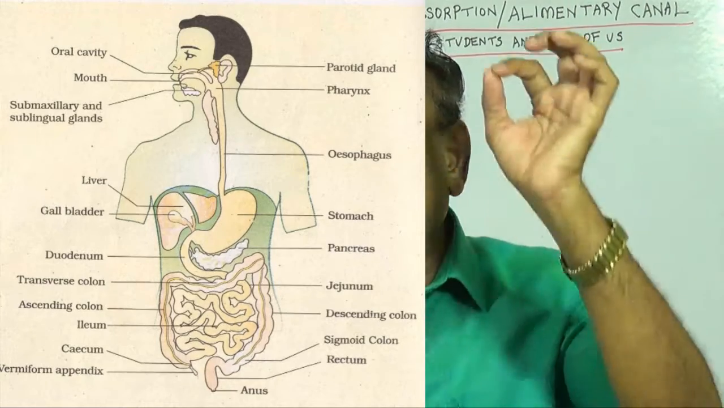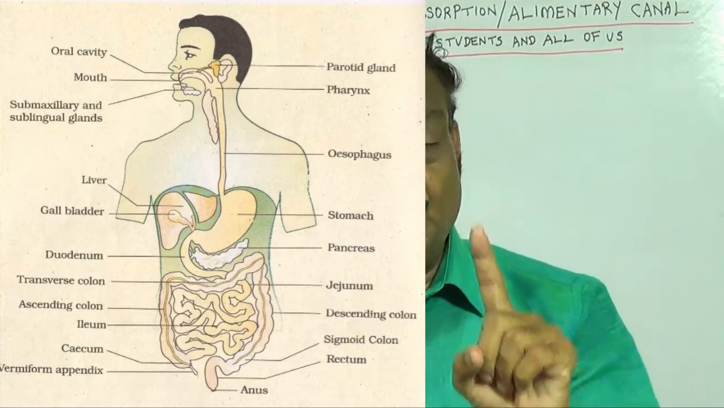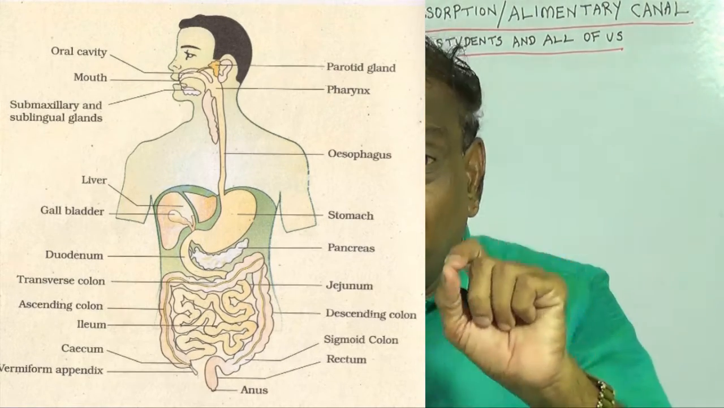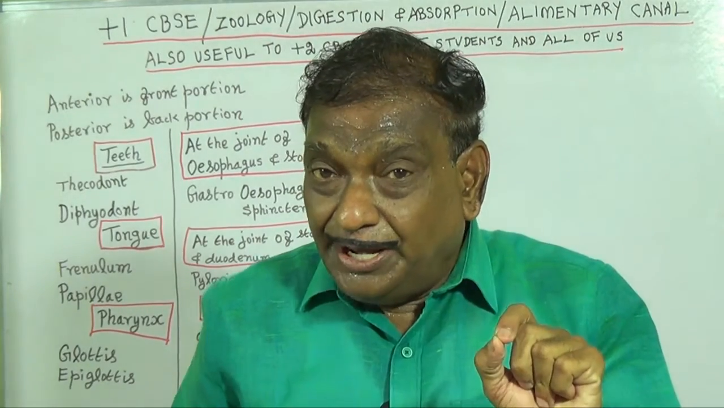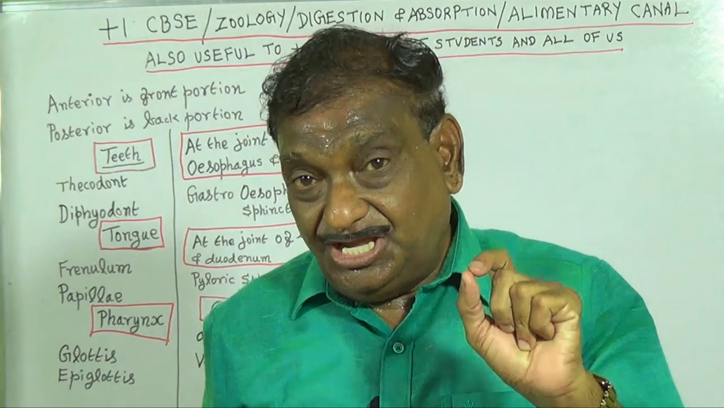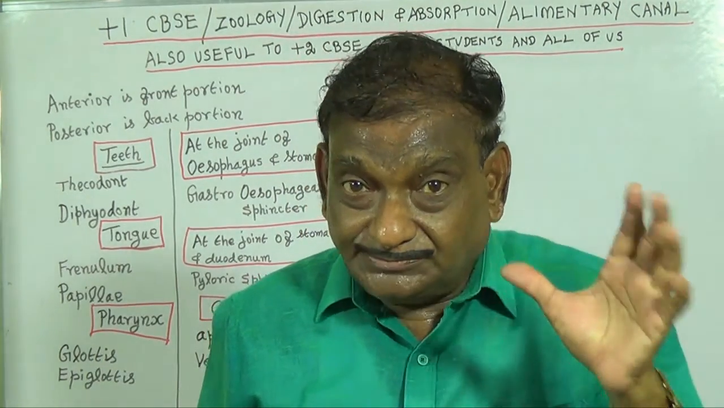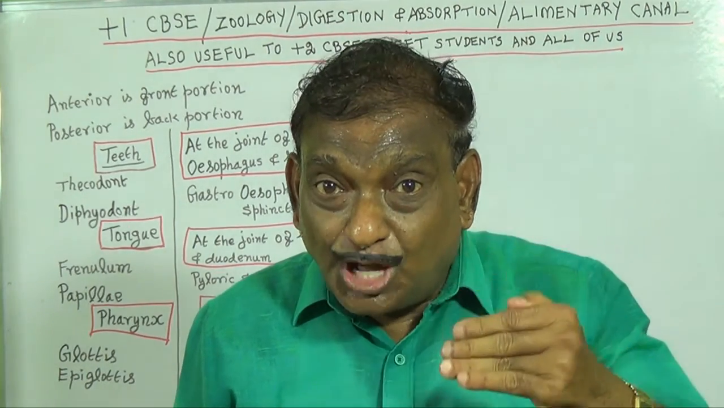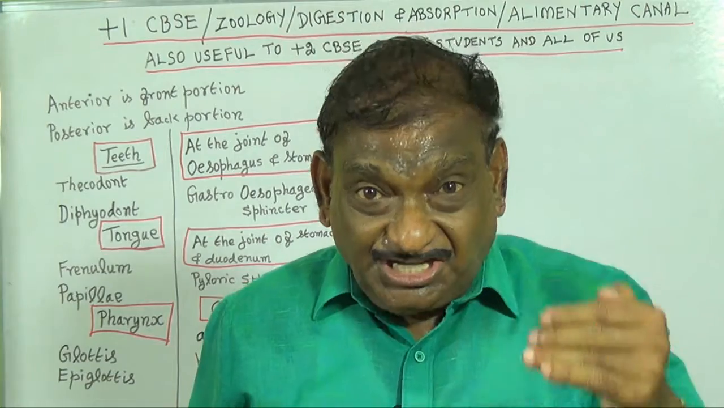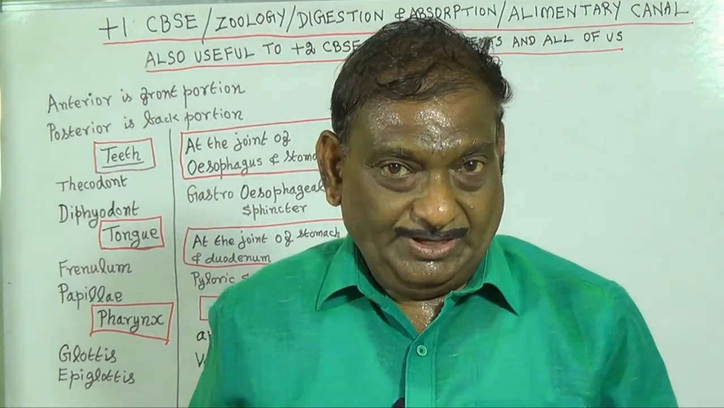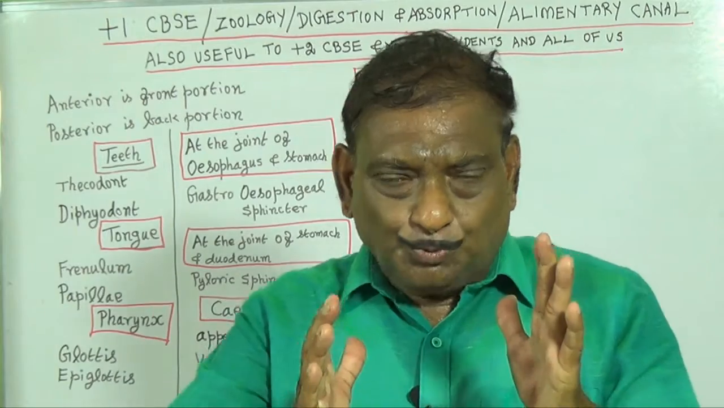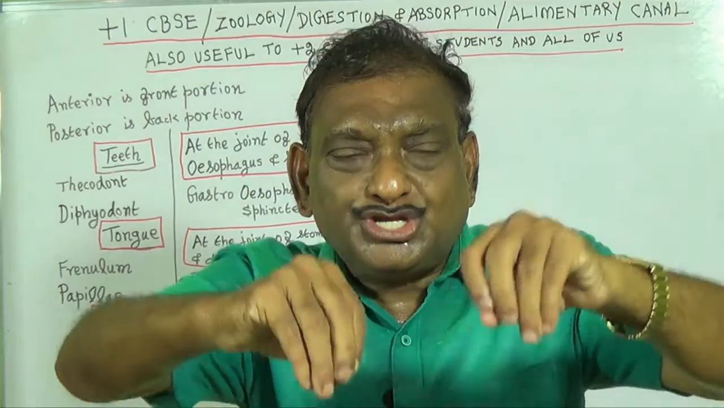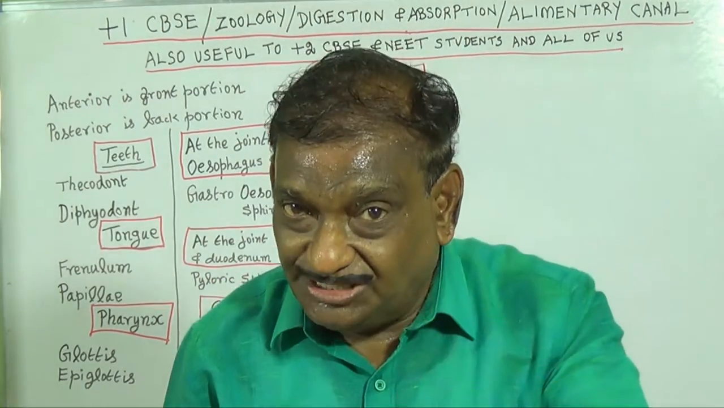There are 3 parts in the small intestine. One is duodenum, the second is jejunum, the third is ileum. The jejunum is the middle portion. It is long coiled. The ileum is the last portion of the small intestine. It is highly coiled. Then the last portion of the small intestine, that is ileum, opens into the large intestine.